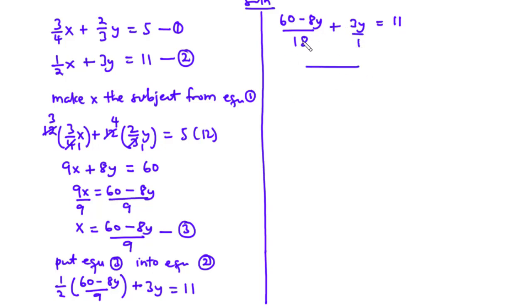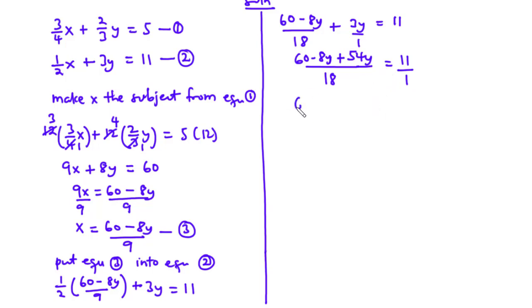The LCM between 18 and 1 is 18. 18 divided by 18 is 1. 1 times 60 minus 8y is still 60 minus 8y. 18 divided by 1 is 18. 18 times 3 is 54, so 54y equals 11. At this point, we can cross multiply.